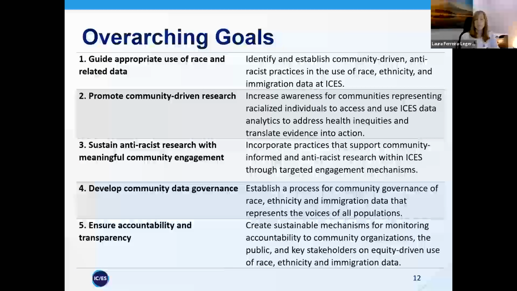So then in terms of the overarching goals of the document itself and of these core domains, first and foremost, guiding appropriate use of race and related data is one of our key goals. And then in terms of community awareness, community action, anti-racist research, community data governance, and accountability and transparency: for the community-driven research, the goal here is to increase awareness for communities that may represent racialized individuals, so that they can access and potentially use ICES data analytics to help address health inequities and translate evidence into action.